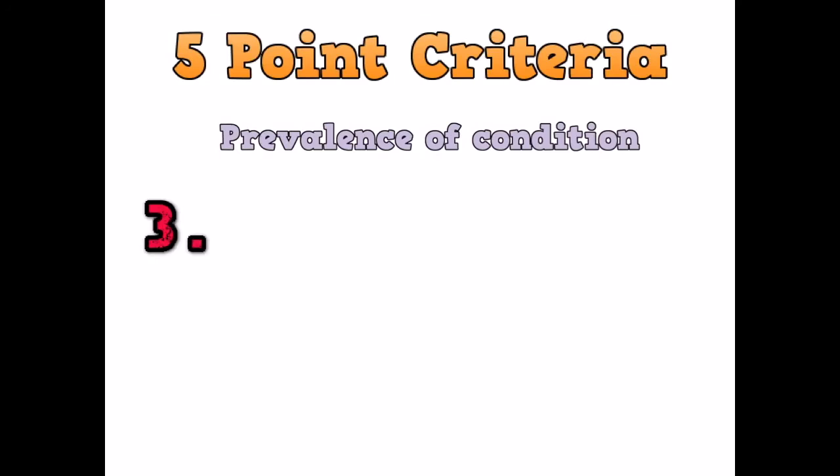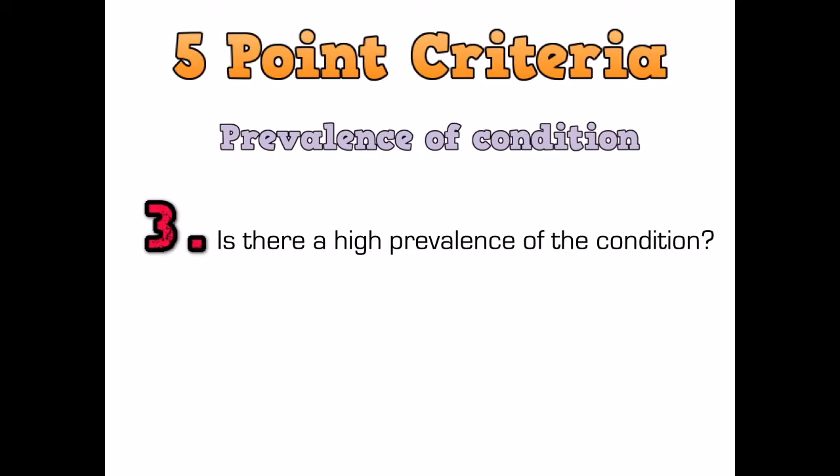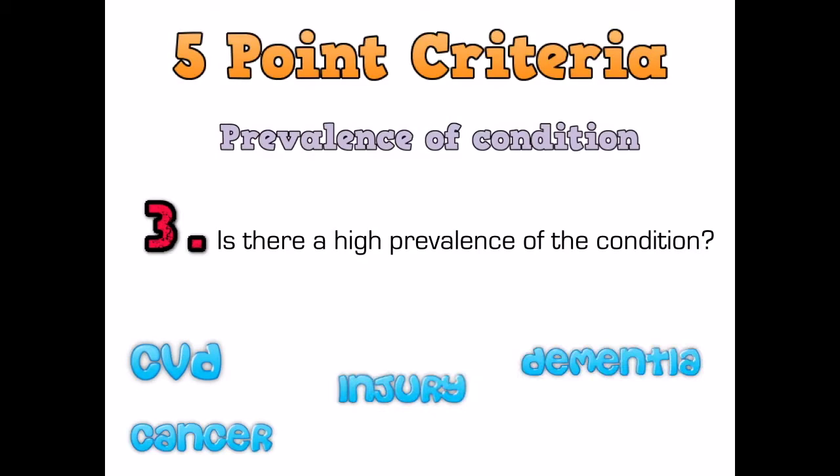The next step in the 5-point criteria is prevalence of condition. Is there a high prevalence of the condition? This means how common is the condition? And if it is, then it's likely to become a priority. A lot of people in our community have cardiovascular disease, cancer, injury, dementia, and diabetes, and there are many others that are very common as well. So if a lot of people have the disease, then it's likely the government will say, let's make this a priority.